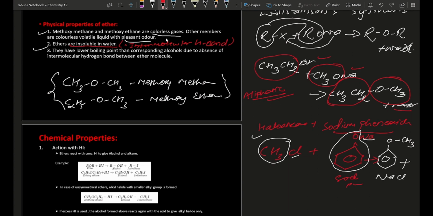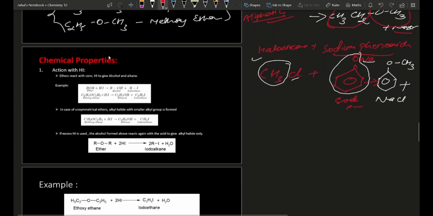इंटरमोलिकुलर H बन्ड बनाउँदैन. The next is they have lower boiling point than corresponding alcohols due to the absence of intermolecular H bond. So solubility and boiling point दुईटै कुरा भने हामीले यति भन्न सक्छौँ कि if any compound does not form intermolecular hydrogen bond or simply intermolecular H bond with water, then they are insoluble as well as their boiling point is lower. Alcohol ले बनाउन सक्छ, that's why their boiling point is greater than ether.